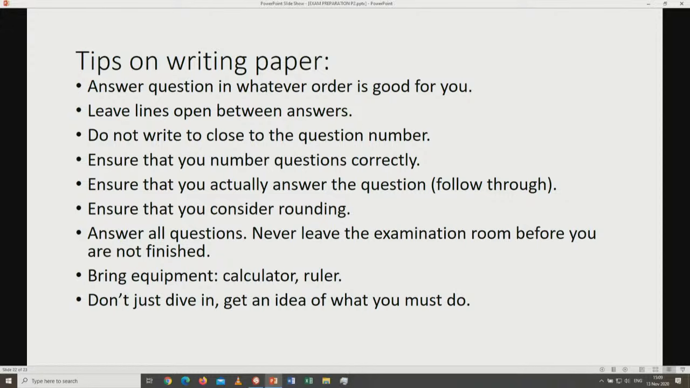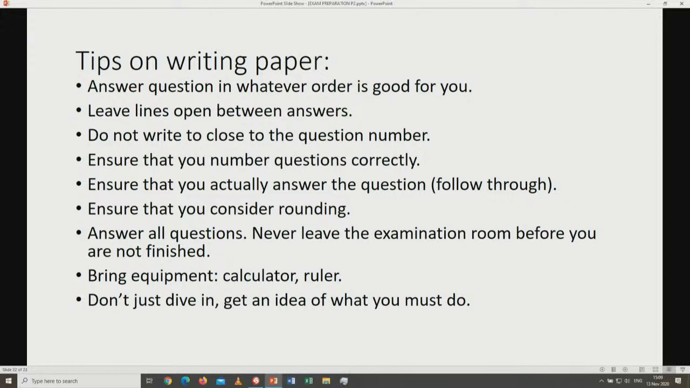Bring your equipment on Monday. Bring your calculator. Make sure that you know your calculator. And make sure that you bring your ruler. And then finally, my best advice is, don't just dive in. First, get an idea of what it is that you must do. Make marks with your pen, with your pencil, with your toes, with your fingers, whatever you have to use. Write in sweat if you must. But try to highlight whatever it is that is given on that paper.